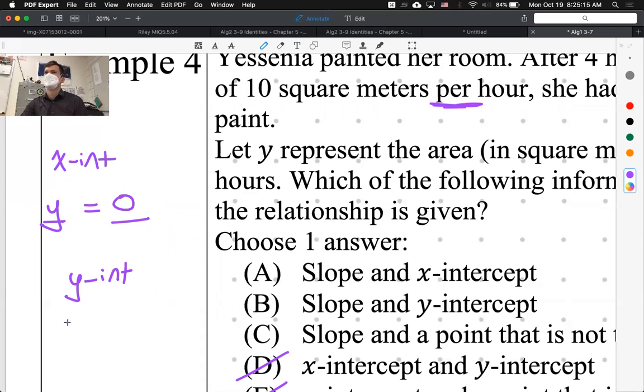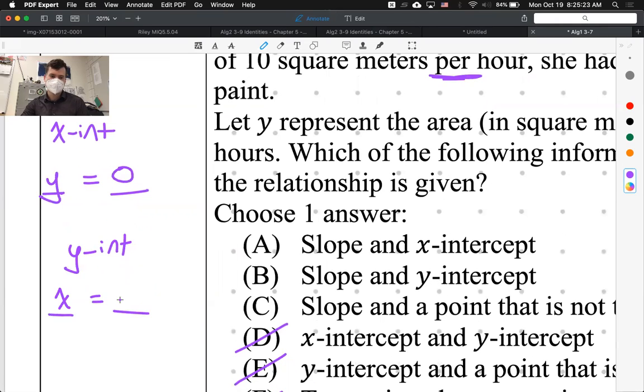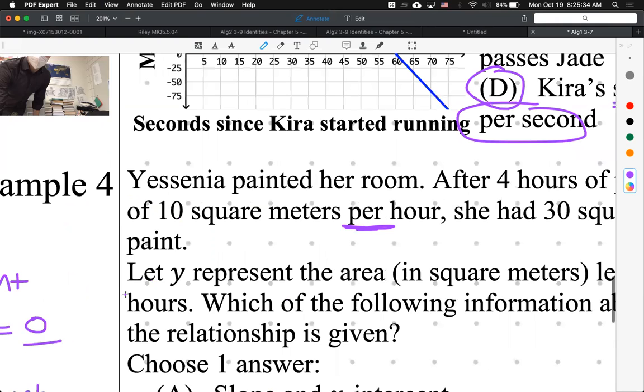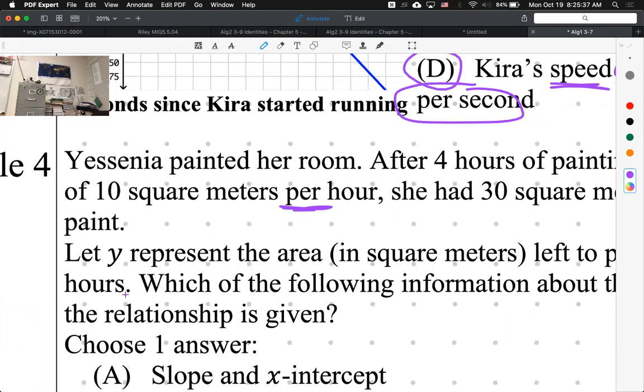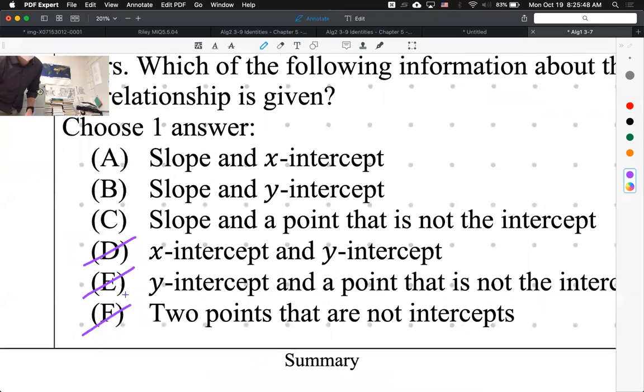Someone else. What's the definition of a Y-intercept? It's something equal to something. Yesenia. 0. Which means if I'm looking for an X or a Y-intercept, I should be looking for one of the numbers being 0. Let's come back up here. Neither of these numbers, 4 and 30, are 0. This is not an X-intercept and it's not a Y-intercept. Correct answer is C. Not an intercept.